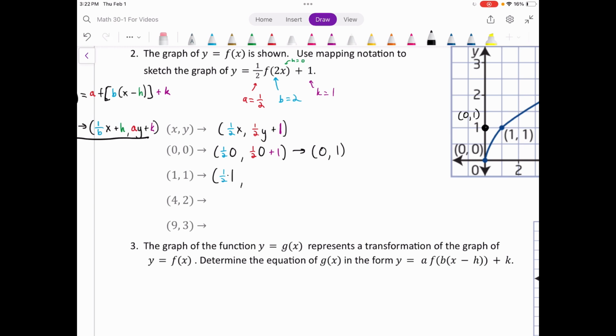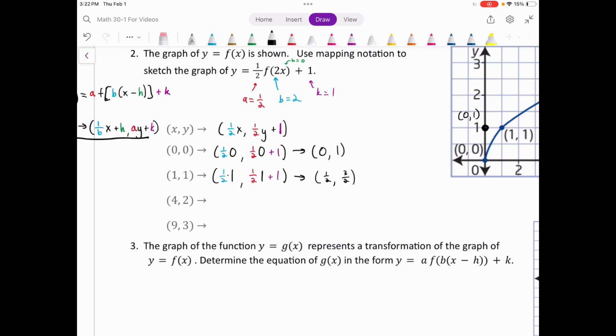And then the y coordinates get multiplied by 1/2 because there's a vertical stretch by a factor of 1/2. So our new y coordinate for this point is 1. And then they get vertically translated 1 up. So we add our k of plus 1. So what's that going to become? Well, 1/2 times 1 is 1/2. 1/2 times 1 for our y coordinate is 1/2. Plus 1 is 1.5, or 3 halves, right?